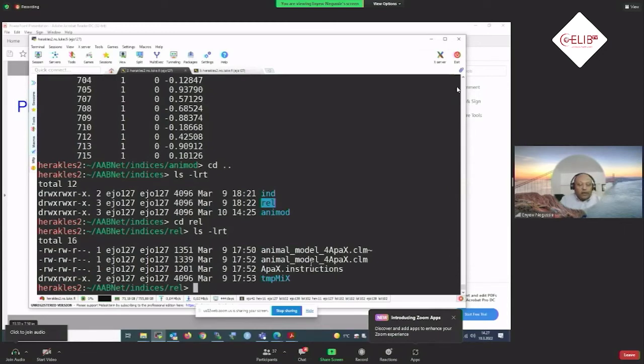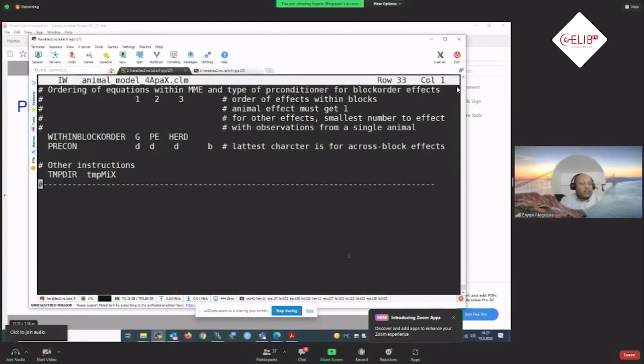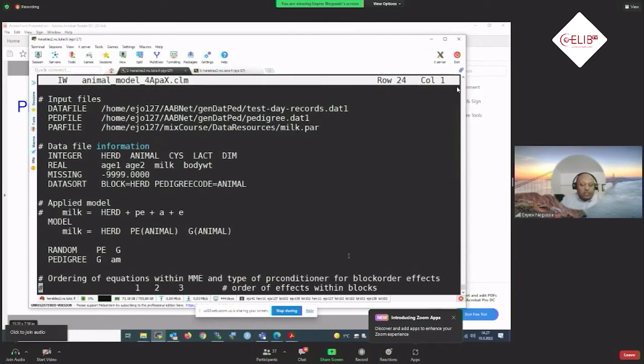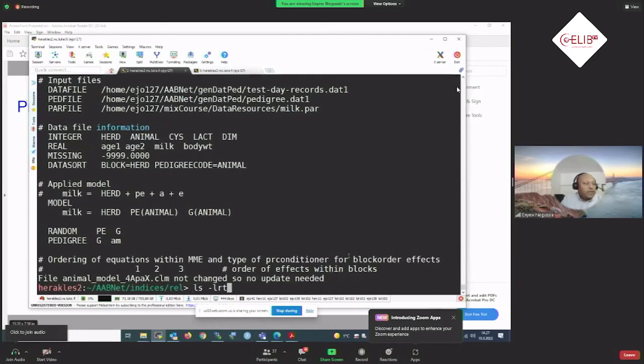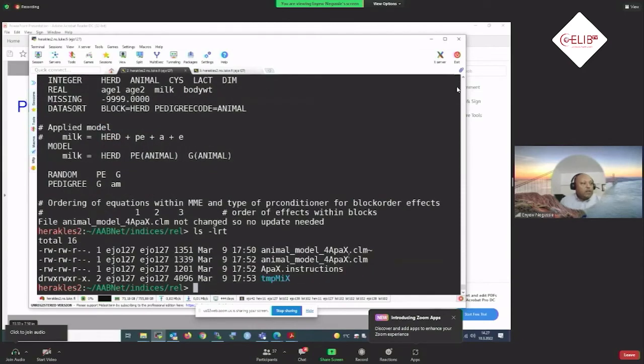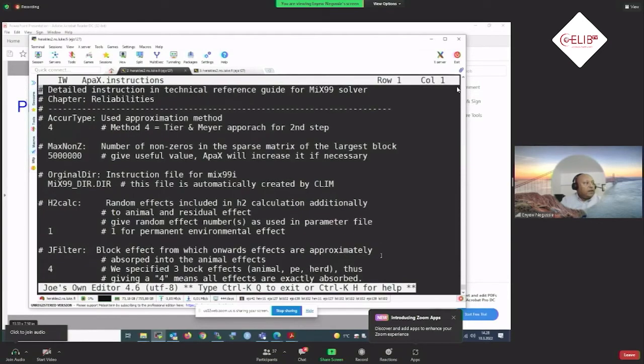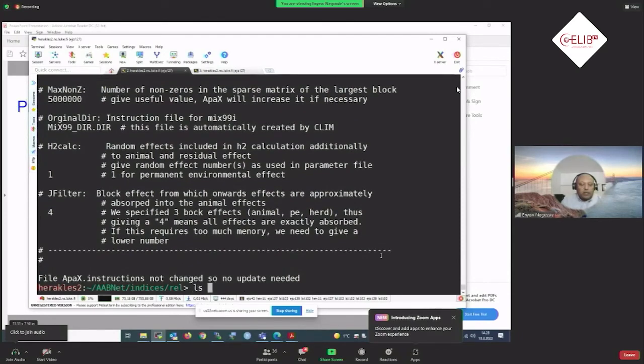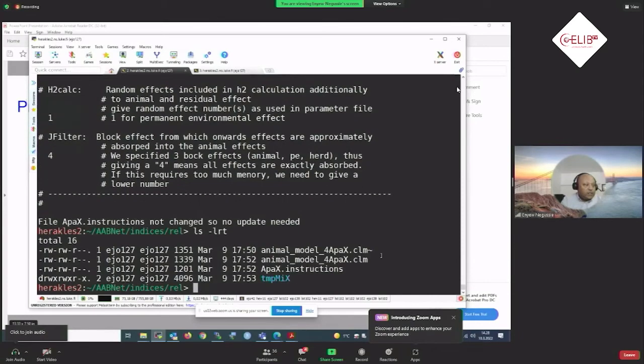Here I have also provided you the APAX Mix 99 starting solutions, because we use a simplified model for reliability estimate. I used a slightly different model. Then I have the APAX instruction for running APAX. This one is a little bit cryptic, but you can start experimenting with this one.